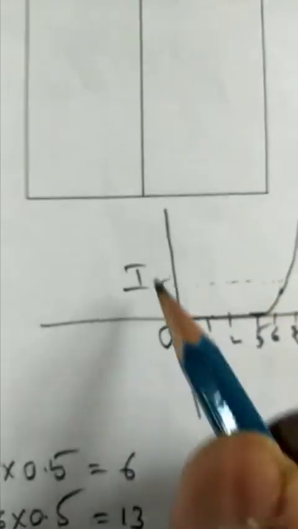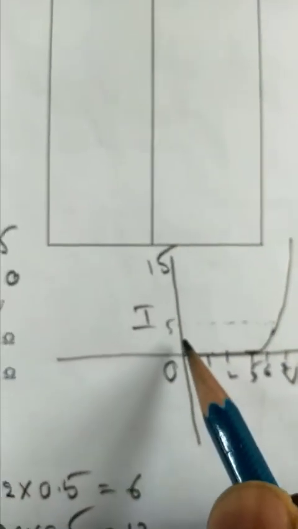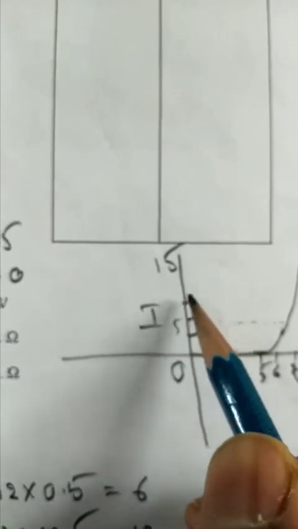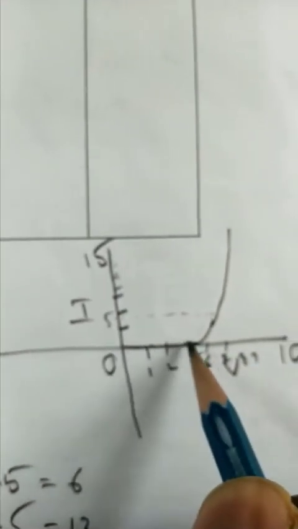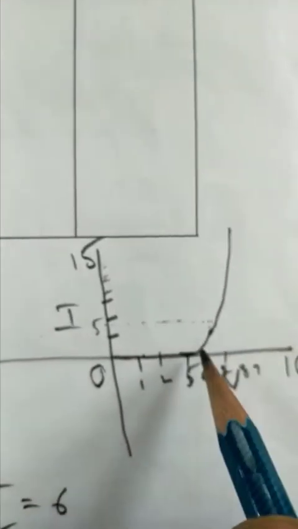Now for the current, up to a maximum of 13, so from 0 I will take out 15 as the scale. Use your choice, 1, 2, 3, 4, 5, 6, 7, 8, 9, 10, up to 15 you take out. Then the graph will come here like this. Clear or not? The graph will come like this.